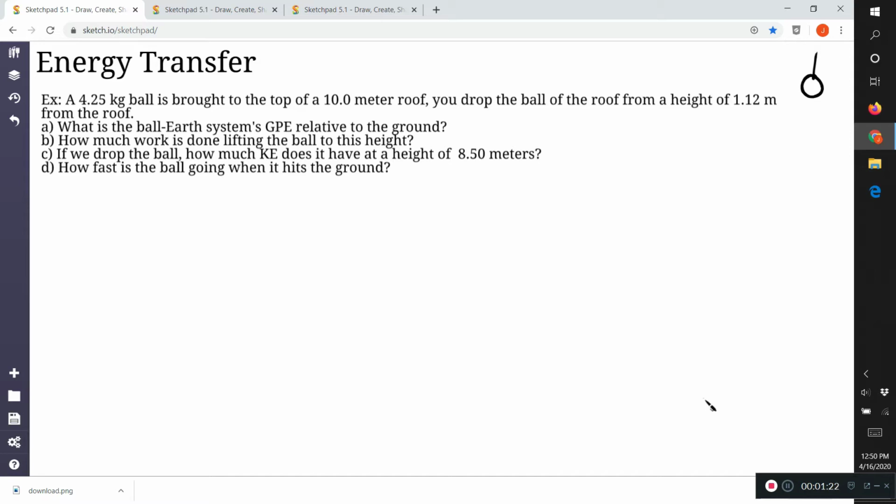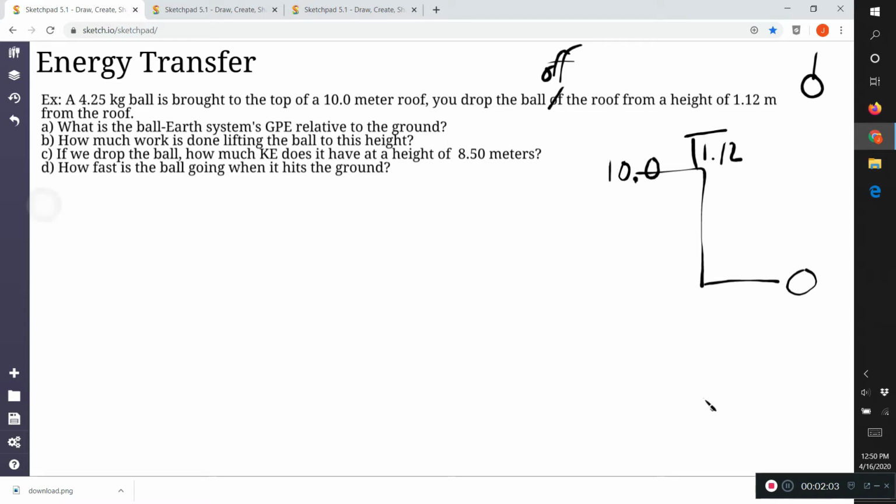So we're going to work through a quick example here. A 4.25 kilogram ball is brought to the top of a 10-meter roof. You drop the ball off the roof from a height of 1.12 meters from the roof. So let's make sure we have an idea what's going on here. We have a roof. If we call our ground 0, that's our reference level. The top of the roof is 10 meters. And when we throw the ball out, we're an additional 1.12 meters above that. So that means the total height of the ball is 11.12 meters.